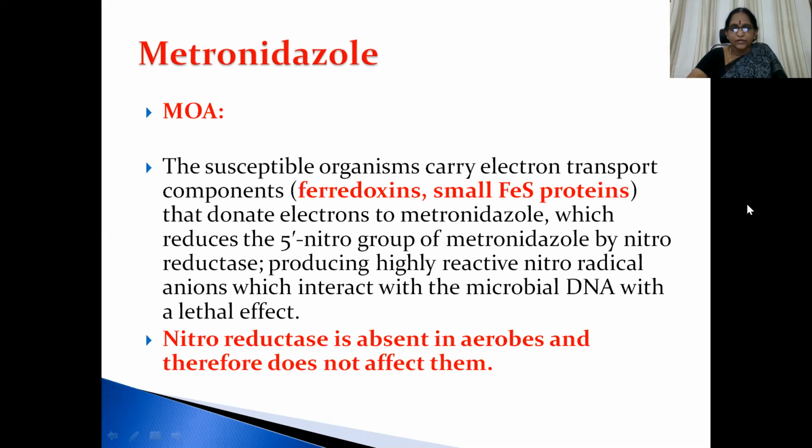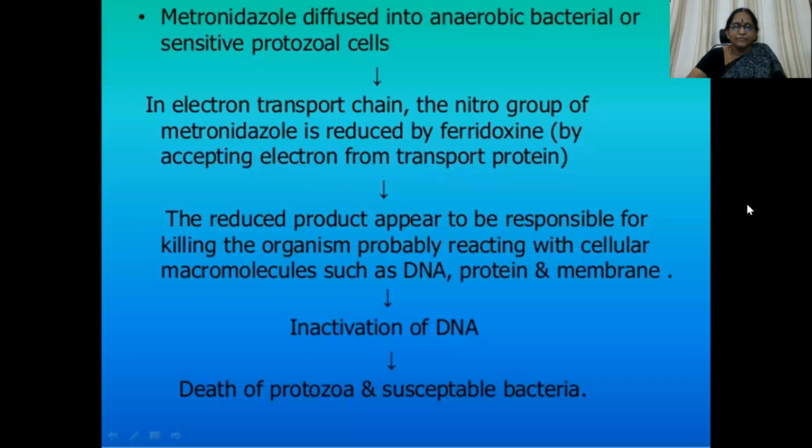But this nitroreductase enzyme is absent in aerobes, so it is not going to affect them. So this metronidazole molecule is most specifically used in treating anaerobic infections, that we have to keep in mind. So here the mechanism of action goes: metronidazole diffuses into anaerobic bacterial or sensitive protozoal cells. In the electron transport chain, the nitro group of metronidazole is reduced by ferredoxin by accepting electrons from transport protein.